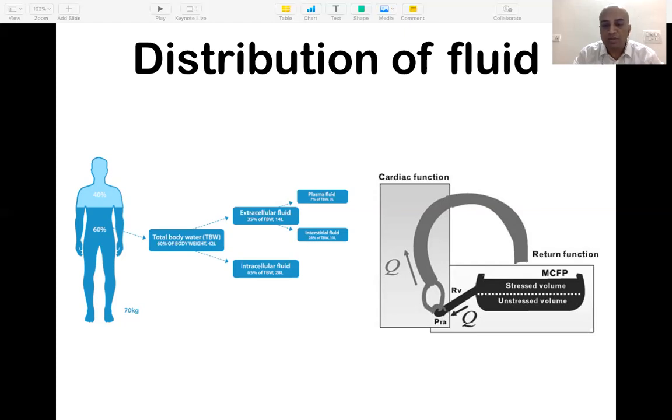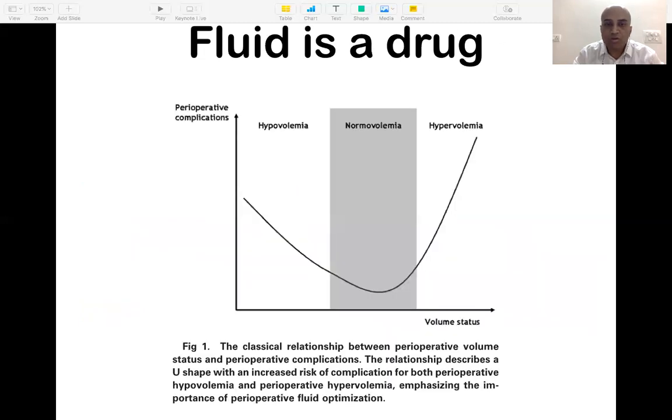When the mean capillary filling pressure increases, the venous return increases, and at the same time, because of this increased pressure, there will be increased capillary filtration. We all know that fluid is a drug, so we have to give it in an optimal way and keep the patient's volume status within the normal volumic range, because both hypervolemia and hypovolemia cause poor outcome. Hypervolemia we are all aware of, so presently we are not practicing any form of liberal fluid therapy, but we need to remember that hypovolemia, because it causes poor tissue perfusion and can cause renal dysfunction, is also harmful.